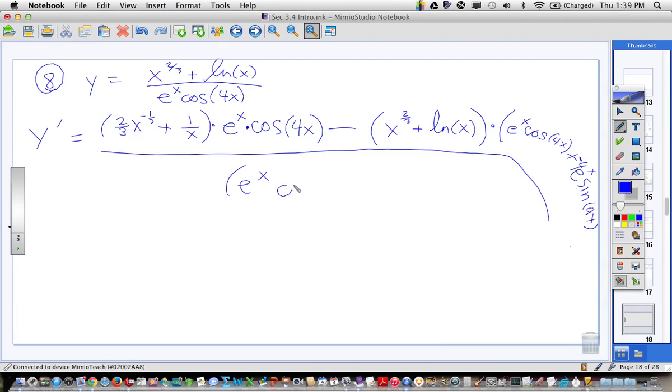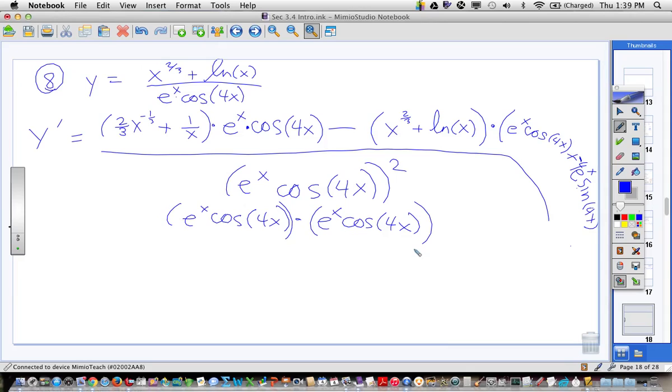e to the x cosine 4x squared. And I would never try to square that bottom and FOIL it. It usually never works. The only thing you might do is write it as e to the x cosine 4x times e to the x cosine 4x, because that's what that means. That means you got two of them down there, right? So that might be one way you could write it. You could write it as squared, or you can write it out like that, whatever.